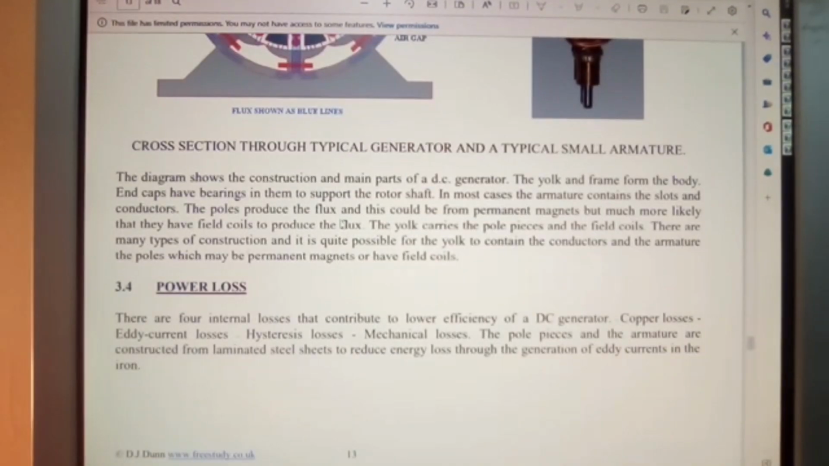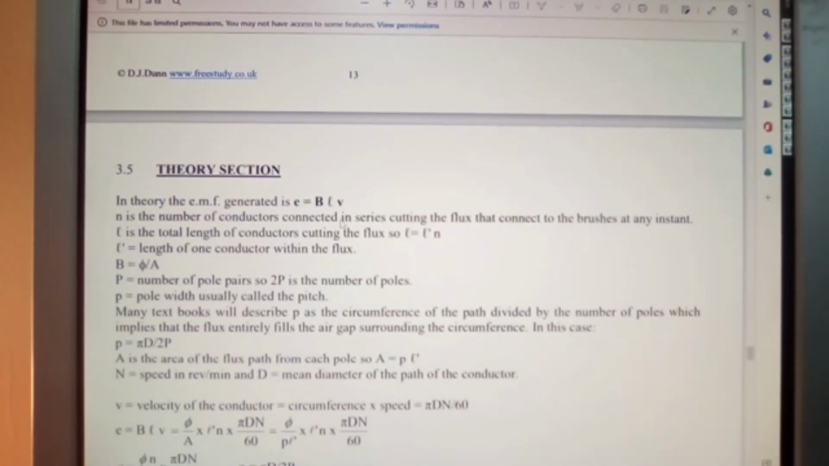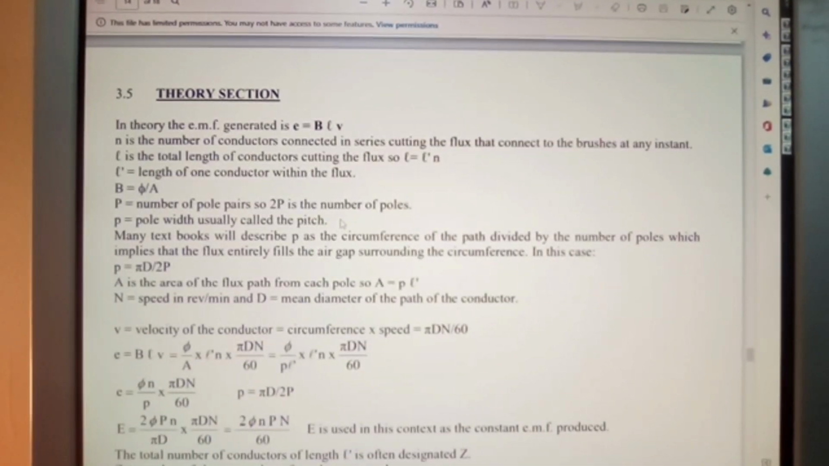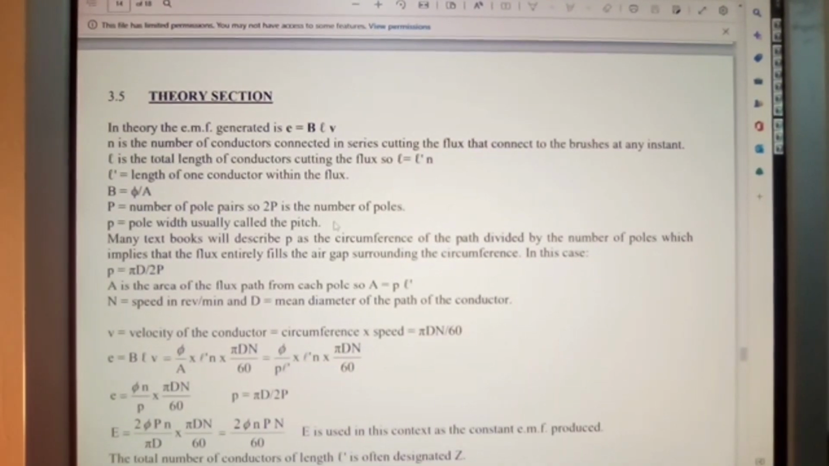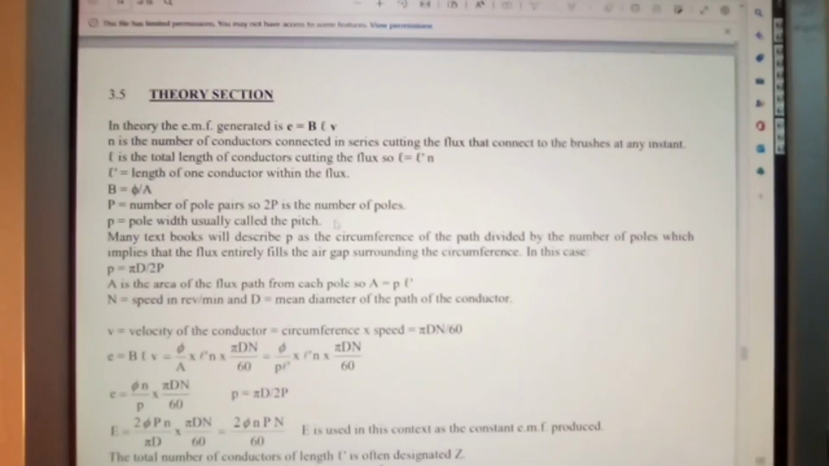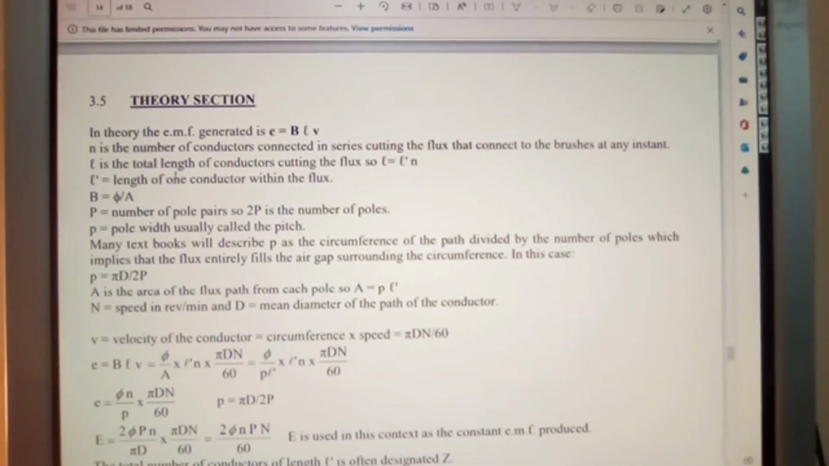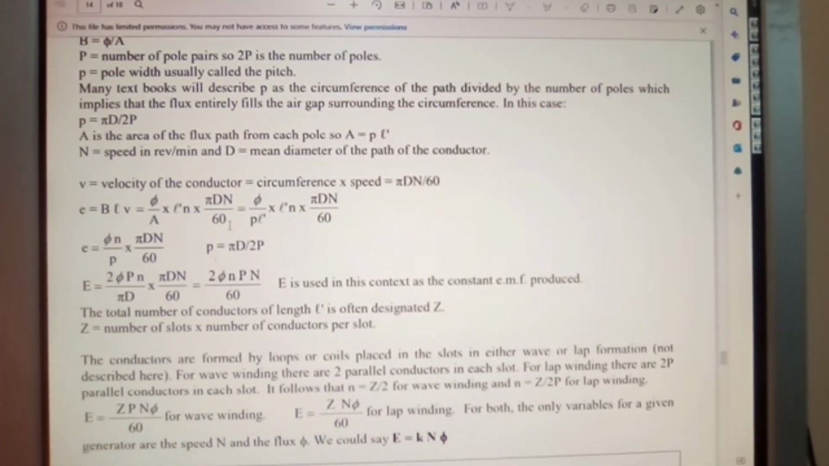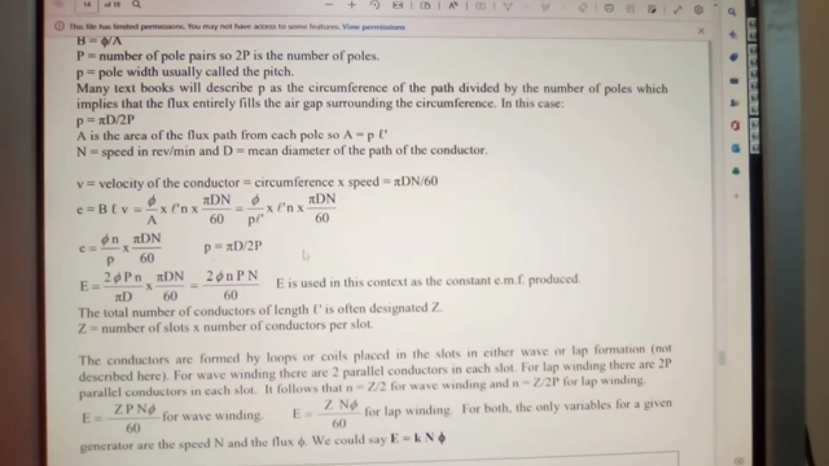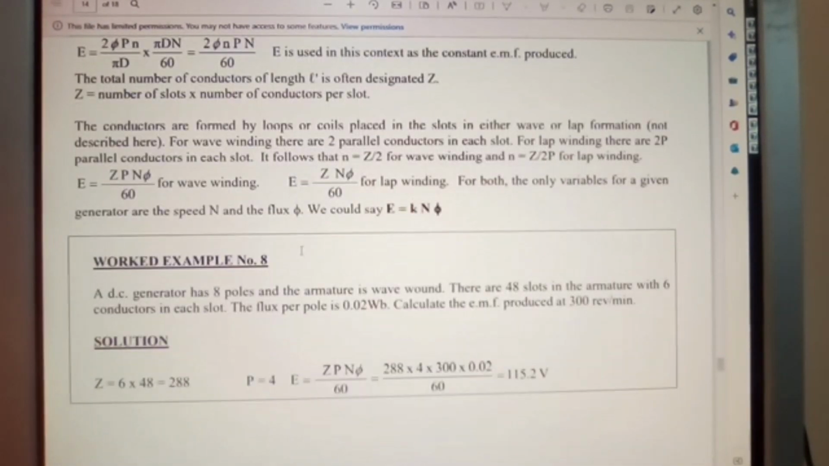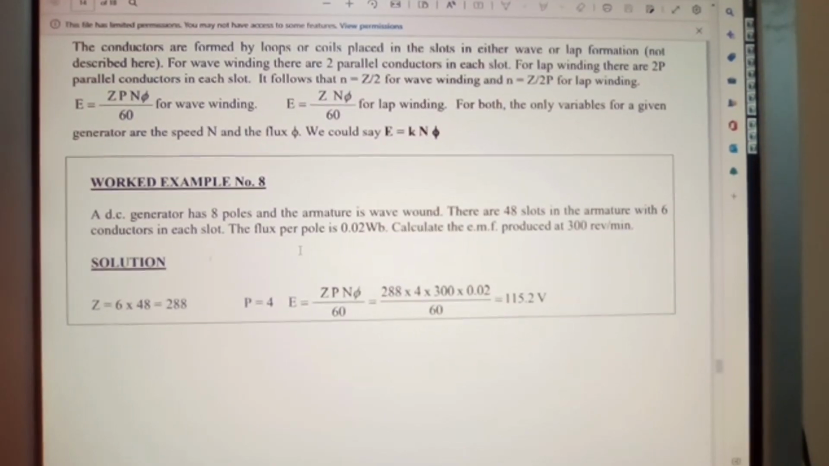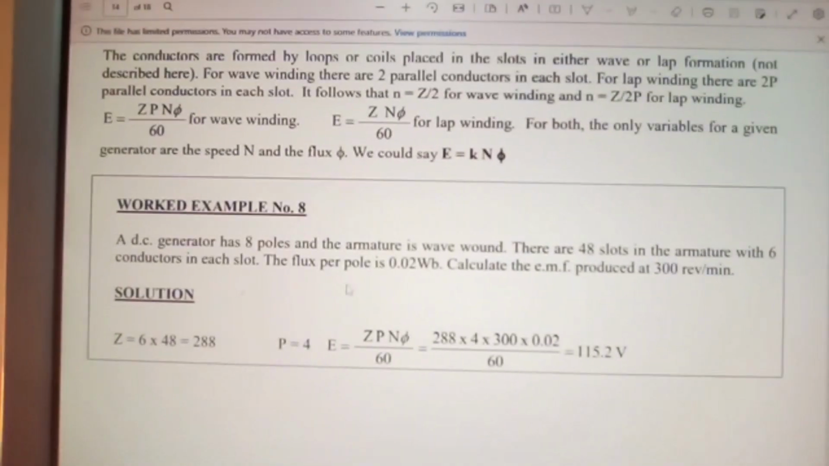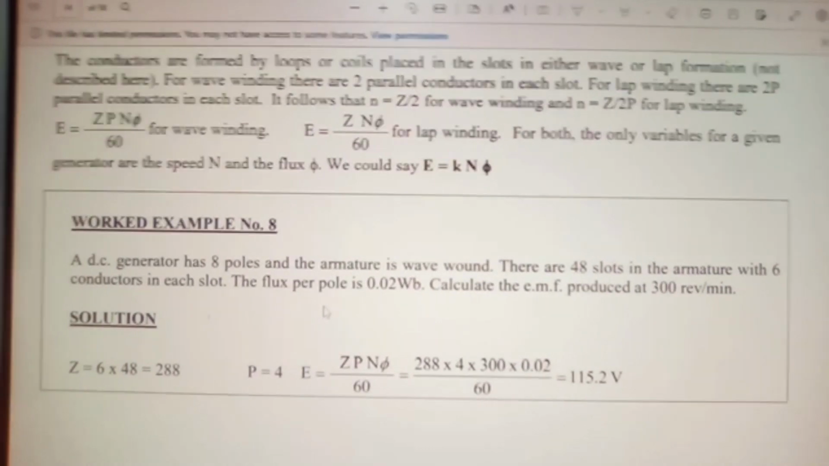Right, now, theory section. In theory, the EMF generated is E equals BLV. Now, you are level 4, so I'm not going to spend any time on this. This is for you now to follow up on. Remember doing these in class. But here's where you will now have to come in and apply them yourselves. Nobody is going to do this for you. You have to know how to do this for yourself and apply it.